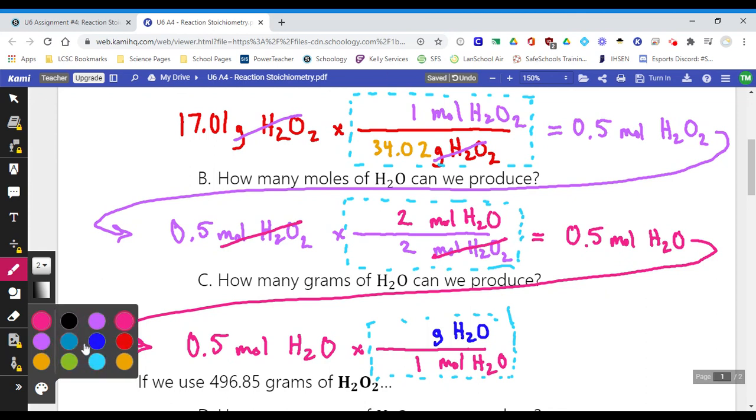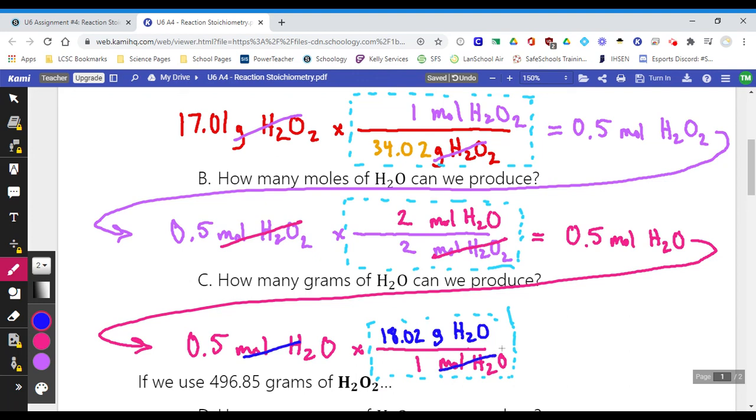So I'm one with moles, and I've got to get the molar mass of H2O. Hydrogen is 1.01. There's 2 of them, so that's 2.02 plus my 16.00 from my oxygen. So the molar mass of my H2O, my water, should be 18.02 grams for every mole of H2O. When I work this out, I cancel out my moles of H2O. So 0.5 times 18.02 divided by 1 should get me 9.01 grams of H2O. 9.01 grams of H2O.